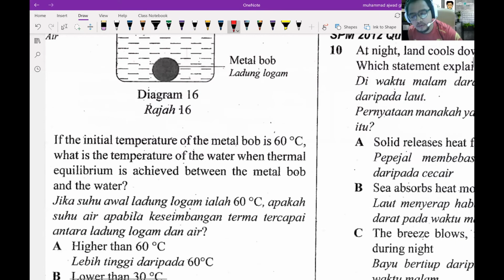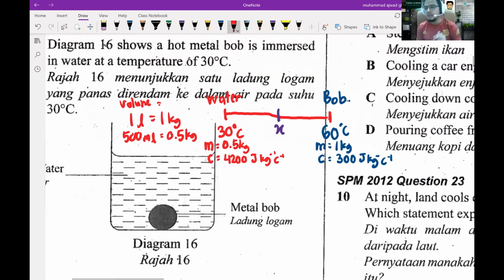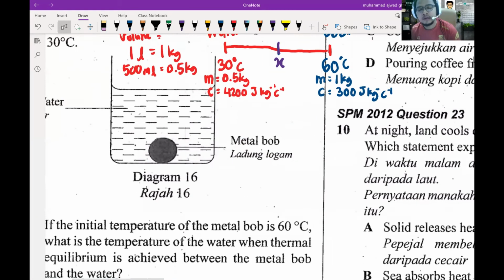Kita guna formula macam ni. First, buat garis. Letak the smallest temperature at the end, belah kiri. The highest temperature at the end, belah kanan. And put the information. Yang lower temperature tu siapa? Dalam kes ni, the lower temperature is water. The higher temperature is the bob. So ambil maklumat lain, the mass, the specific heat. Okay, and kita nak find X.